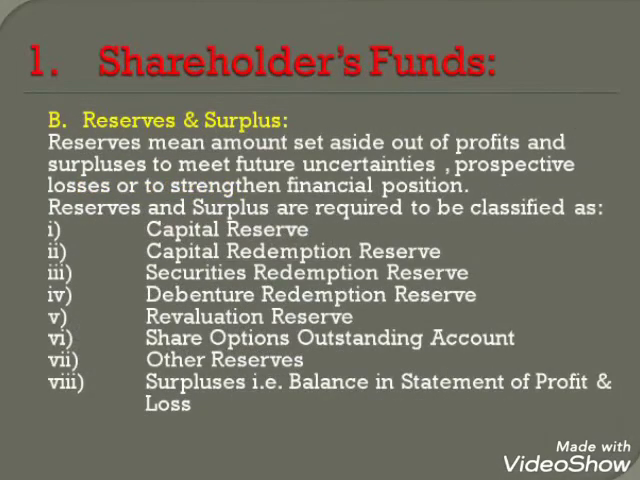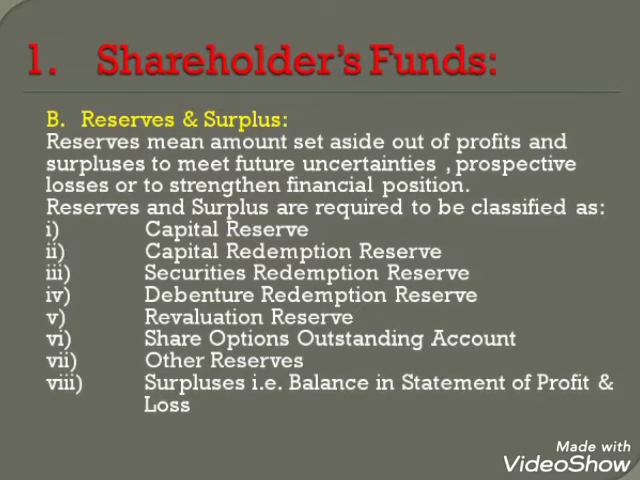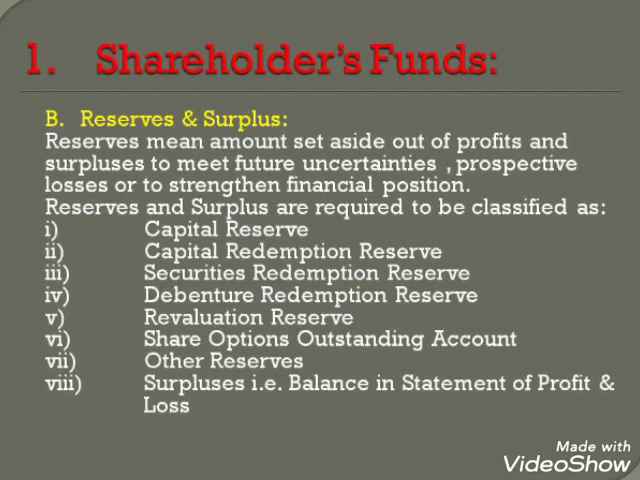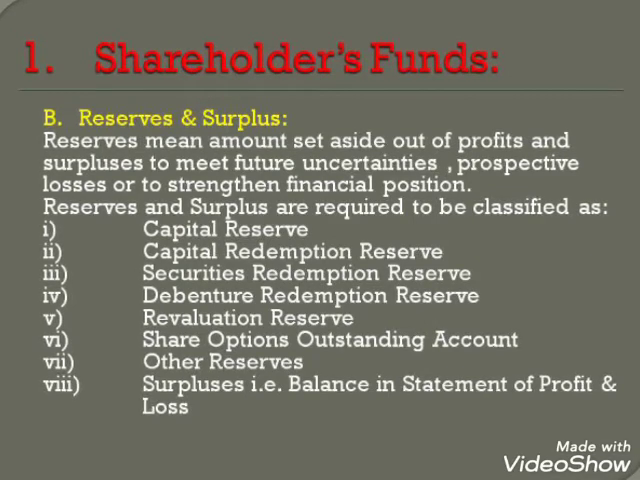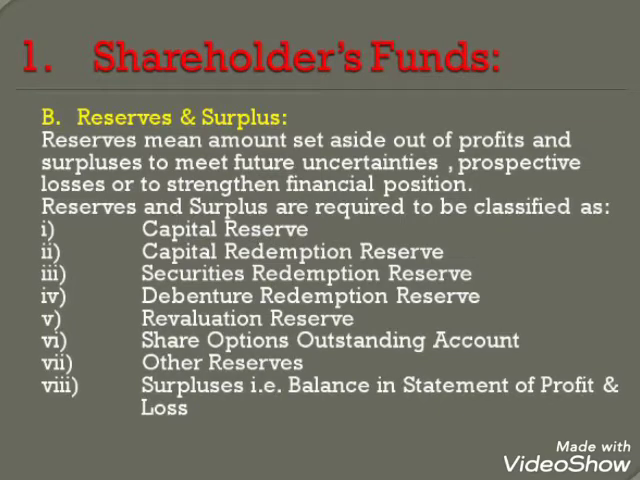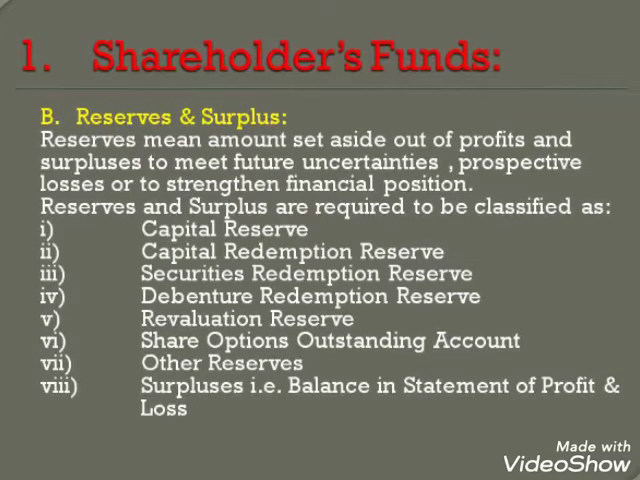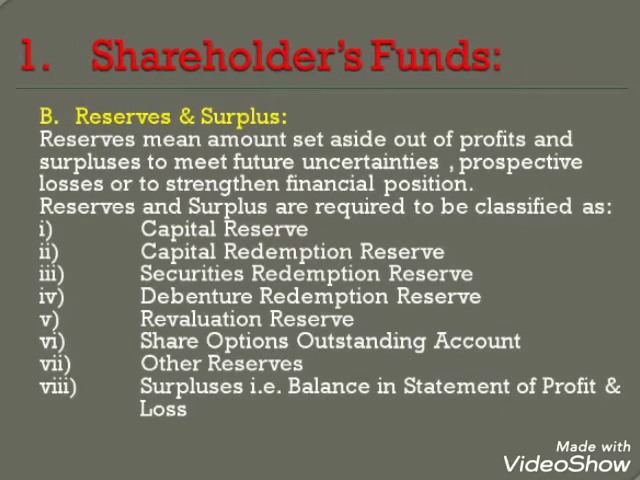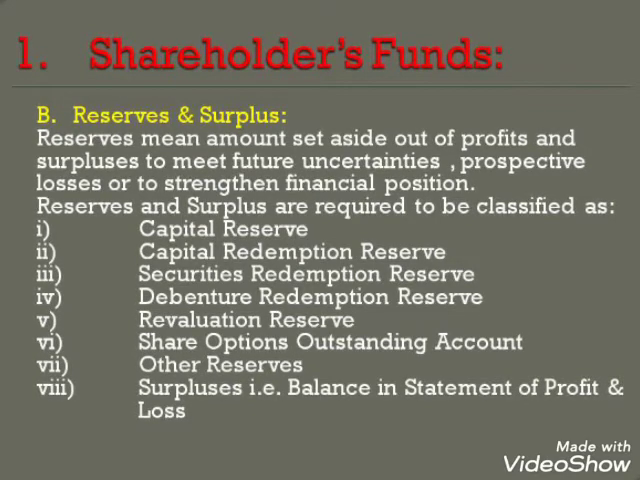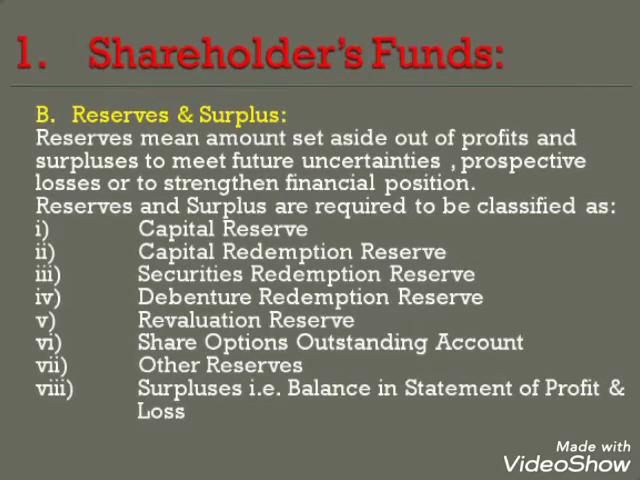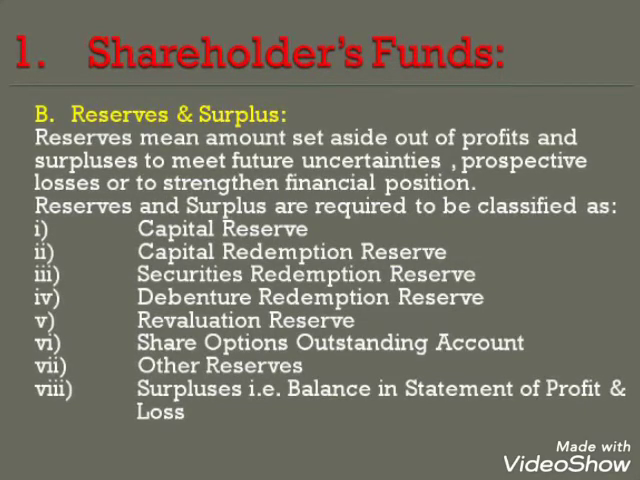Second subhead is reserves and surplus. Reserves means amount set aside out of profits and surpluses to meet future uncertainties, prospective losses, or to strengthen the financial position of the company. Reserves and surplus are required to be classified as capital reserve, capital redemption reserve, securities premium reserve, debenture redemption reserve, revaluation reserve, share options outstanding account, other reserves, and surplus, that is, balance in the statement of profit and loss.